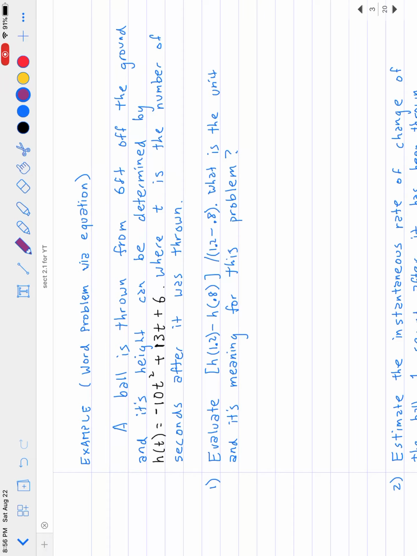give you an actual equation. So a ball is thrown up from 6 feet from the ground, and its height can be determined by the function h of t over here, where t is the number of seconds after it was thrown. I want to evaluate h of 1.2 minus h of 0.8 divided by 1.2 minus 0.8. What are its units and its meaning for this problem?